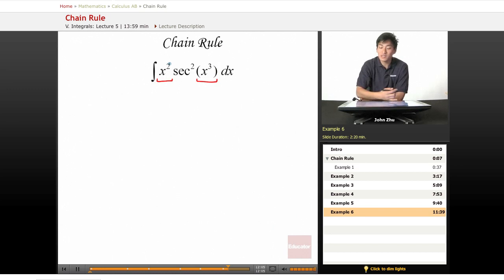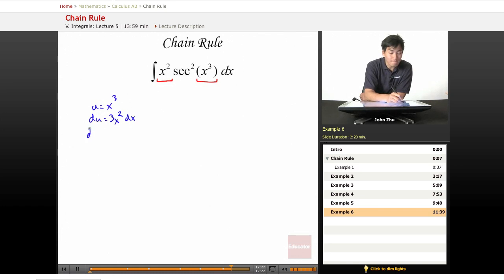So that gives us a hint as to what to choose u to be. u should always be the term with the higher exponent. So u equals x cubed, which means du equals 3x squared dx, which means dx equals 1 over 3x squared du. Here we see this 3x squared term in the denominator, which will cancel the x squared term out once we substitute. So let's go ahead and do some substitution.